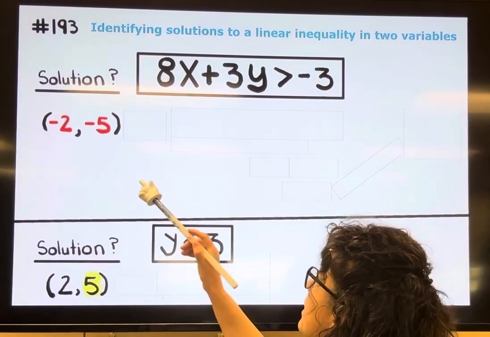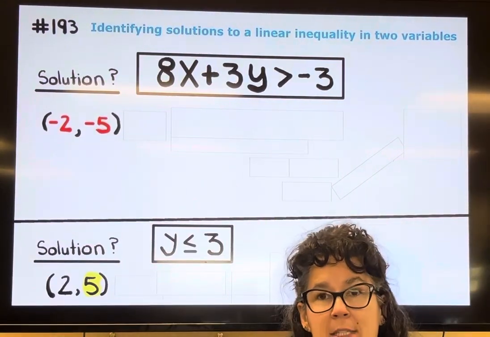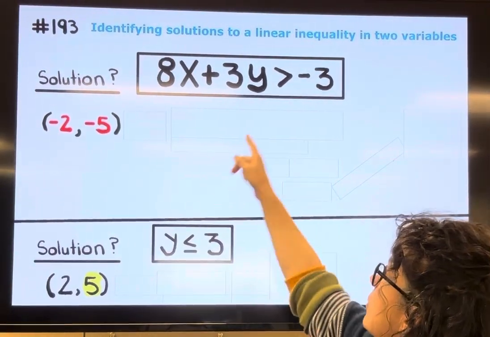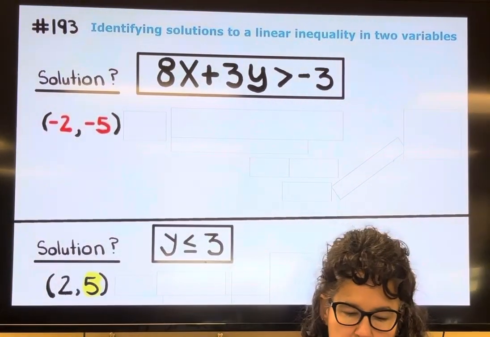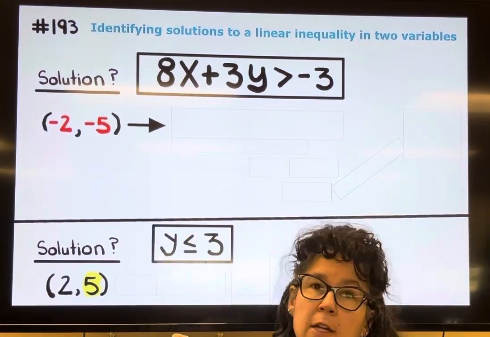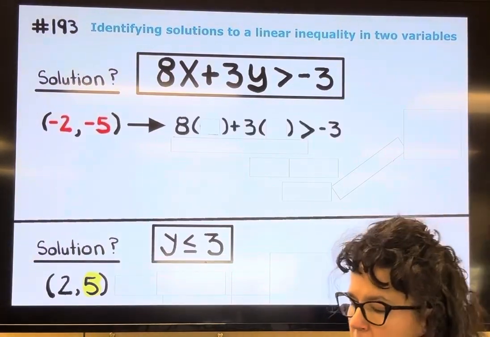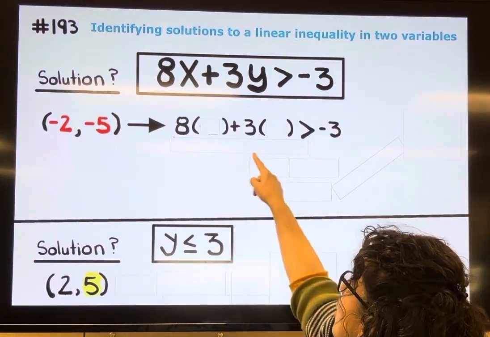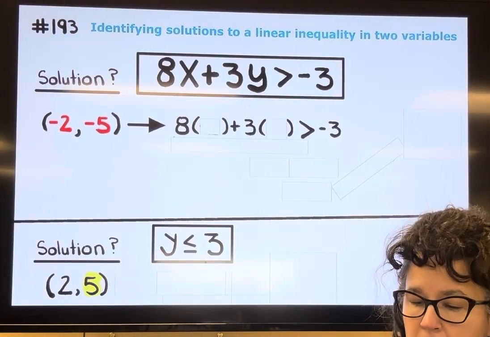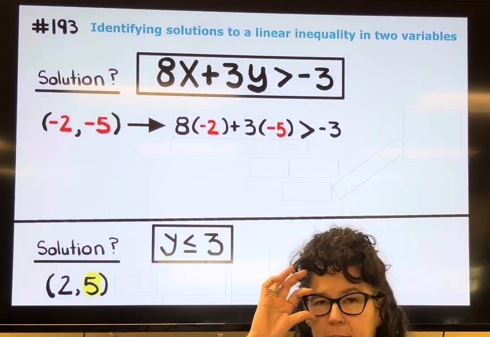In order to determine if various points are solutions to inequalities, we want to substitute in those values. So let's start off with this first example. If I substitute -2 in for the x and -5 in for y, I'm going to rewrite my inequality where the variables now have sets of parentheses where they used to be. Then I'm going to substitute in the -2 and the -5.